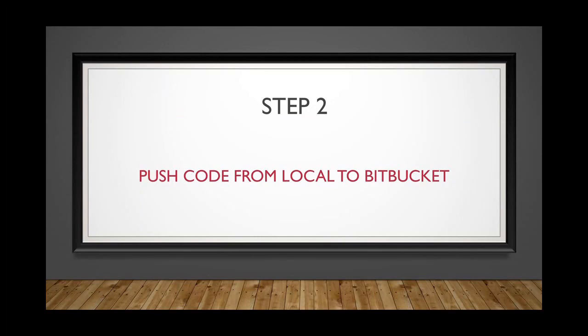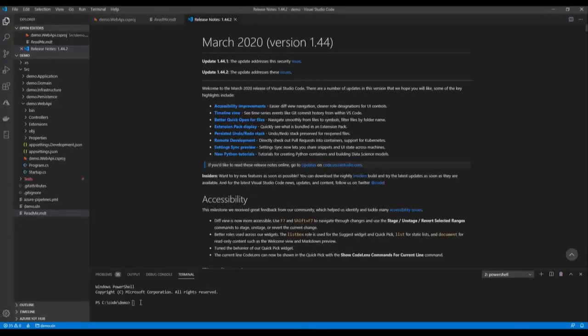Step 2, we're going to push the code from local to Bitbucket. We just saw how to create a project using a template. Now we're going to use this source code and push it to Bitbucket using Git. Let's see this in action. Great. Let's do a git init to initialize Git locally. That should be done now.